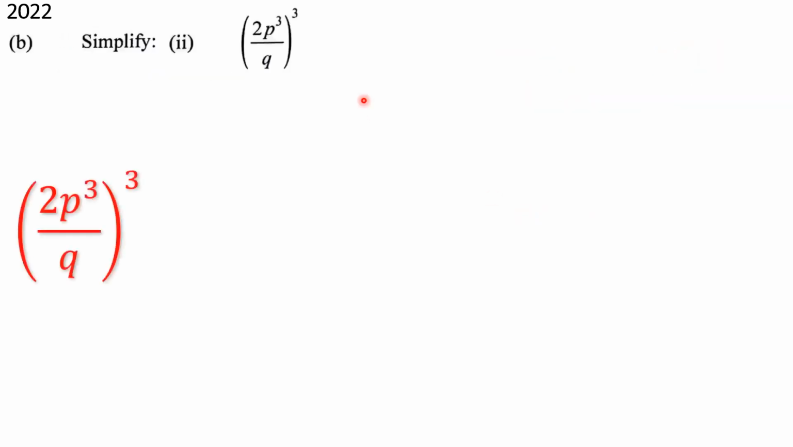Okay, the next question, we have 2p to the third power divided by q, this whole fraction raised to the third power. We're going to do the same thing that we did in one of the previous questions. We're going to take the 3 and send it to the top number and also send it to the bottom number. And then we're going to raise 2 to the power of 3, and then we're going to raise p to the third power to the third power.